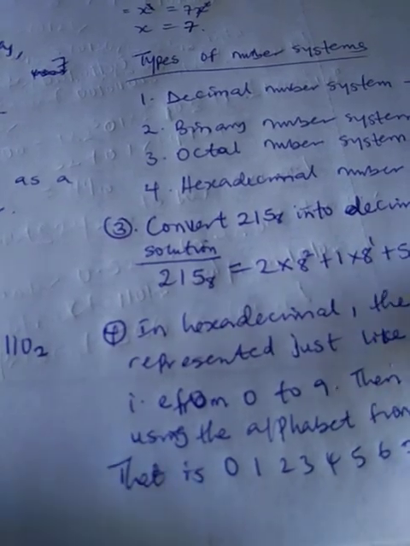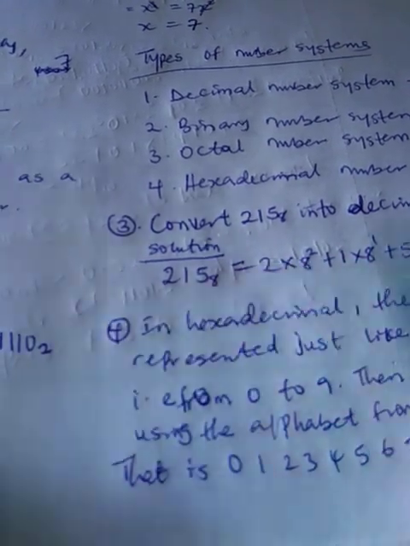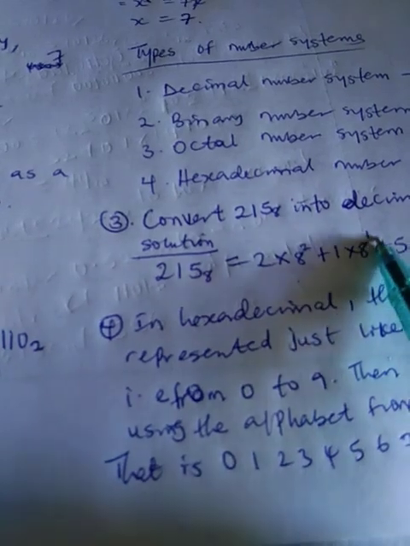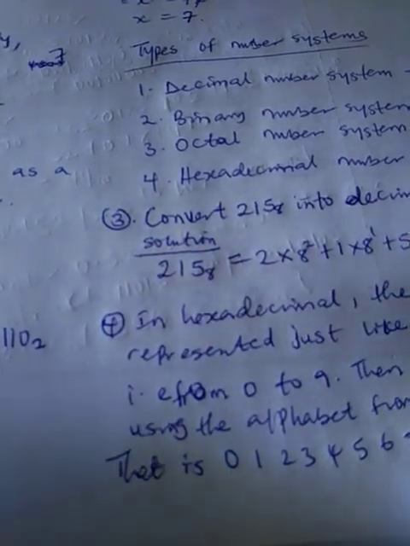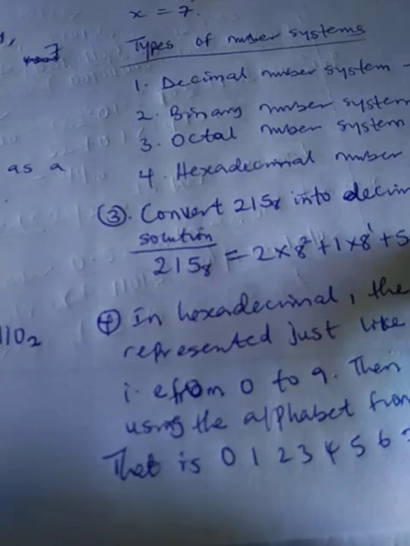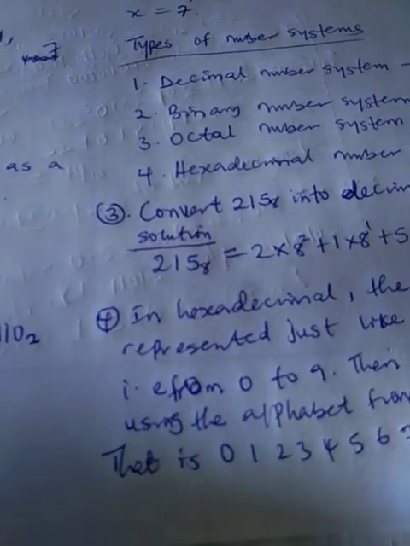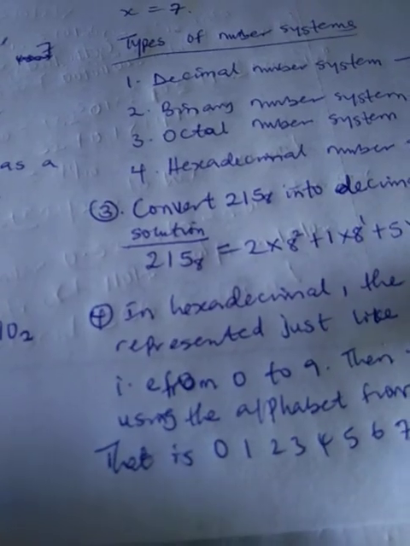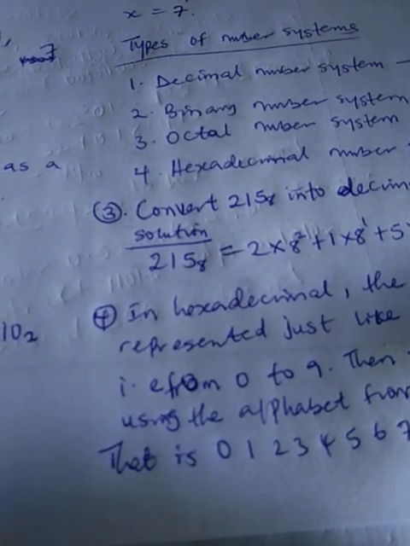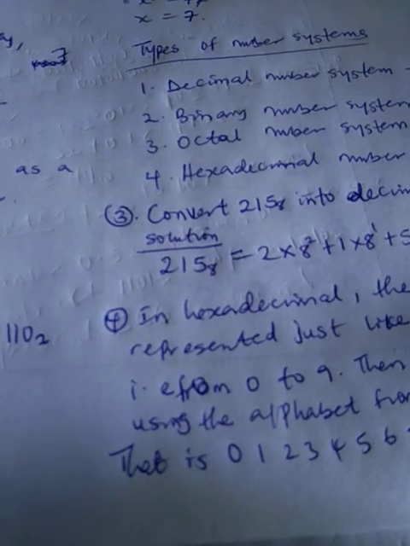This will be 2 times 64. How do you get 64? 8 squared. Okay. How do you get 8? 8 to the power of 1. How do you get this to be 5? That is 5 times 1. How do you get 1? 8 to the power of 0, that is 1. So you have 128 plus 8 plus 5 to give you 141 in base 10.